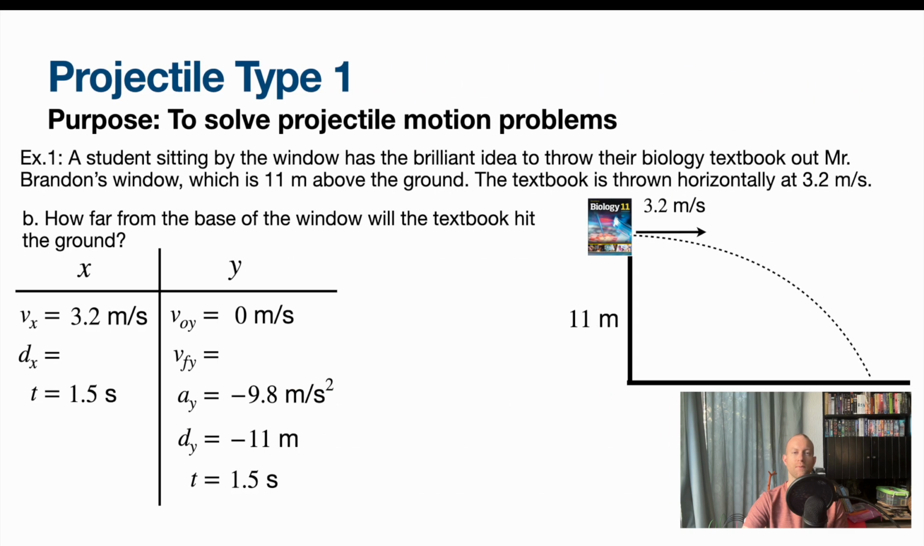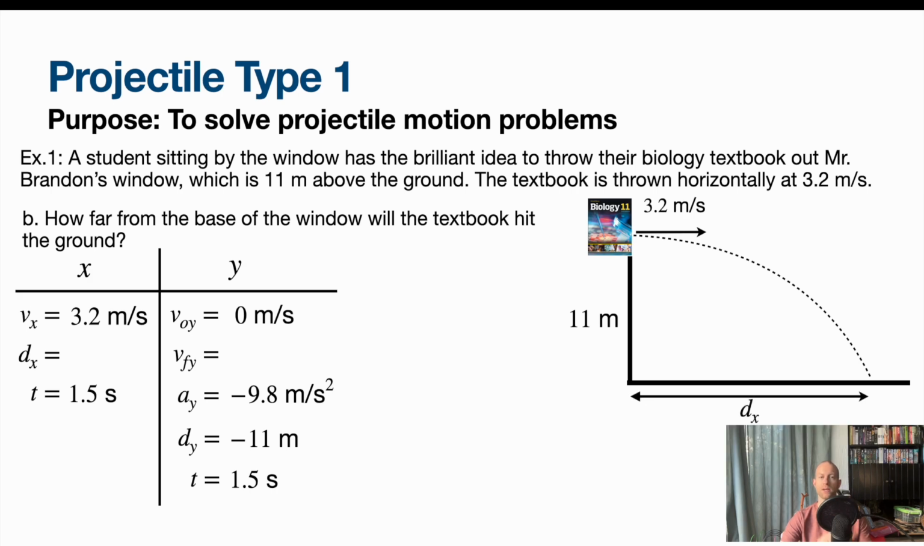All right, now we want to know how far from the base of the window the textbook will hit the ground. This is our dx. That's the sideways motion. We got the time from the last one, so we put that in here for X and Y.